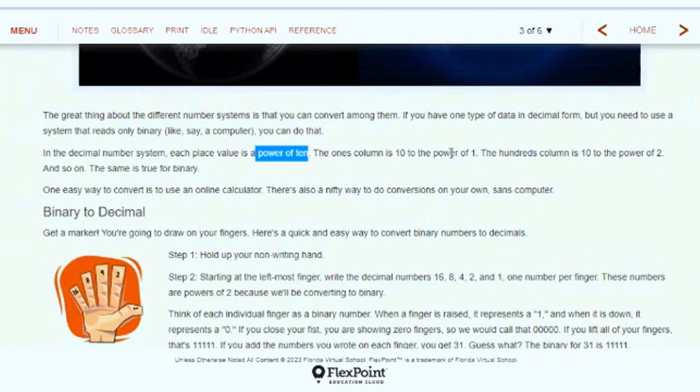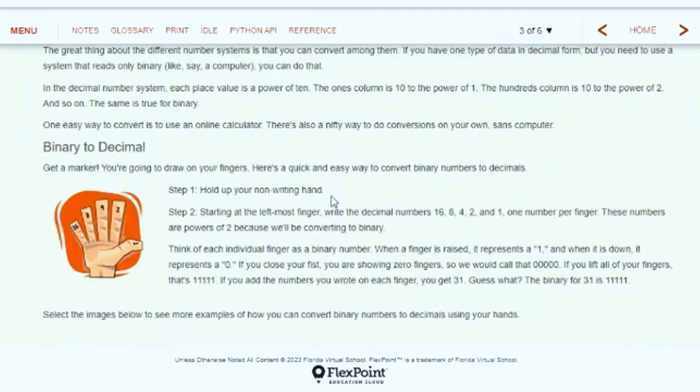The zero, the ones column, see, they're just talking about that. And so on. Same's true for binary. So one easy way to convert is to use an online calculator, but actually Python will convert for you as well. So we'll talk about that.